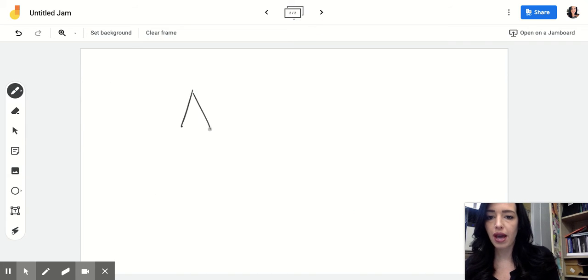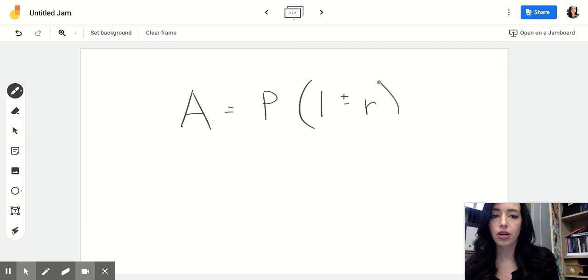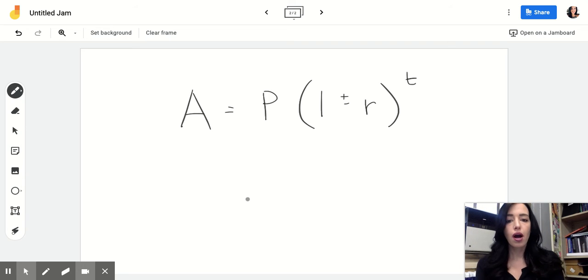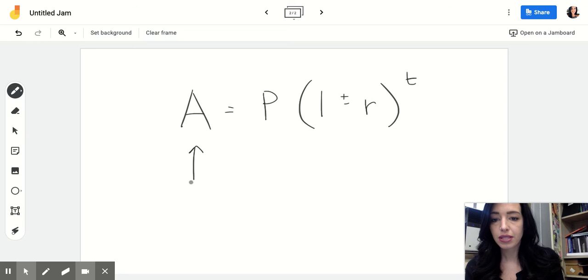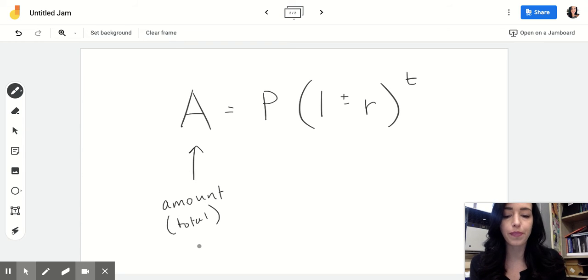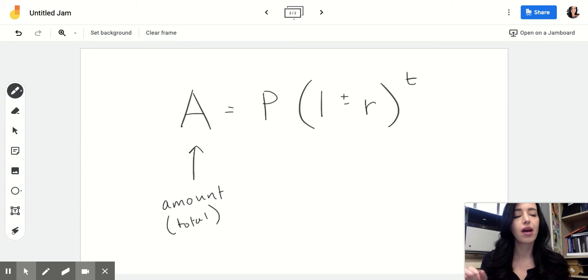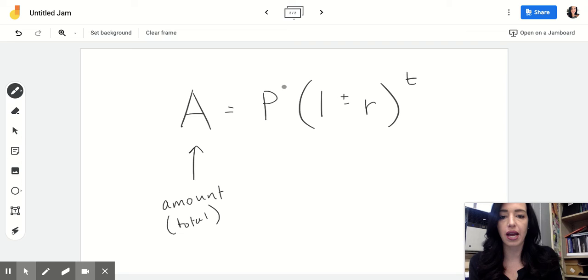All right, so when we have A equals P times 1 plus or minus R to the T power, new vocab for you. This A stands for the amount. I'm going to add, it's the total amount at the end of the problem. So that's what we're going to end up with. A lot of times it's how much money are we going to have? Or what is your interest going to be, right? That's the total amount at the end.